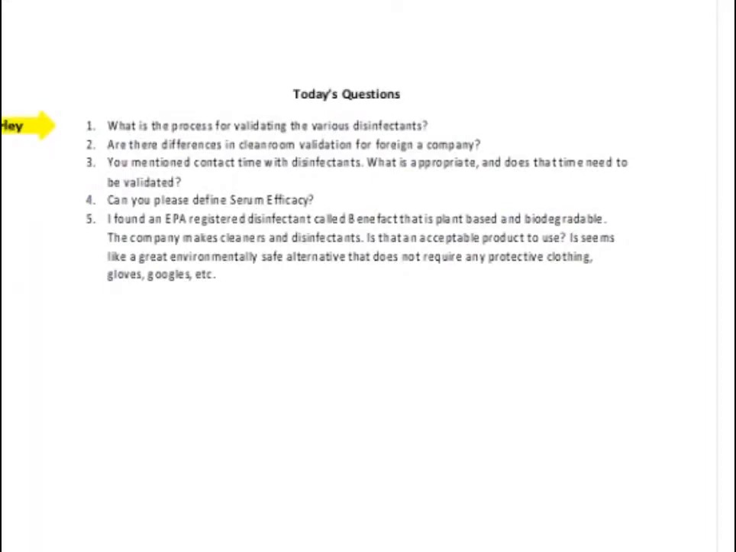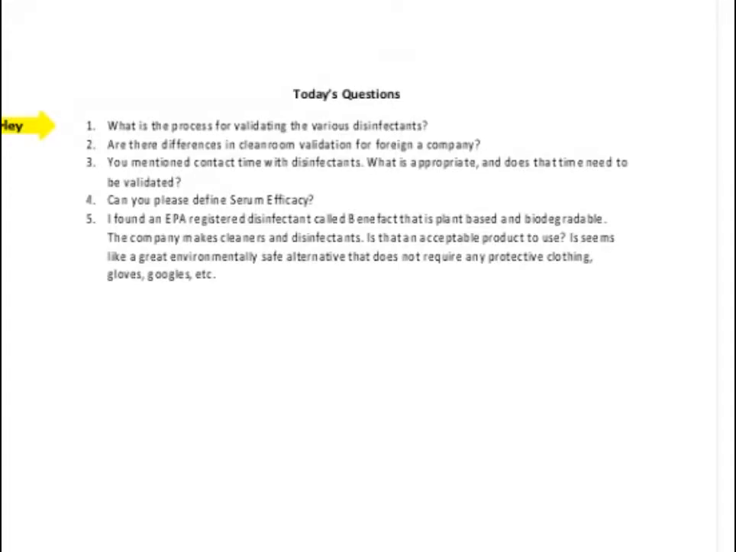What is the process for validating the various disinfectants? So what you would do is the PDA is actually coming out with a new technical report soon for this, and what they are recommending, that I don't really know all the details, but there will be a lot of information in that technical report. It's been going on for about 7 years now.